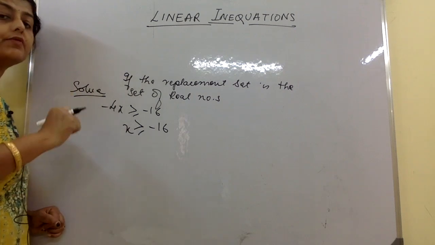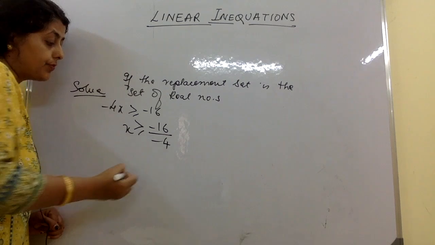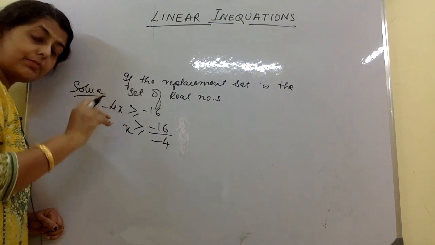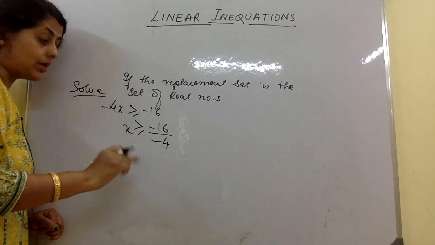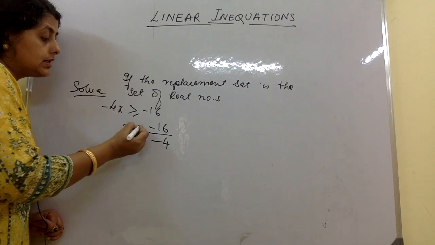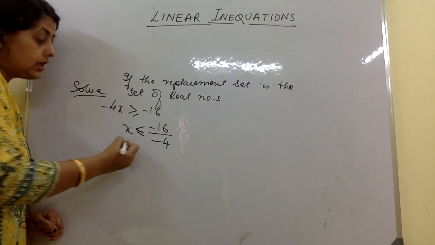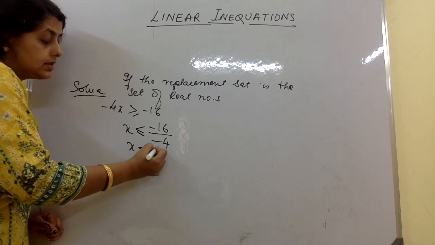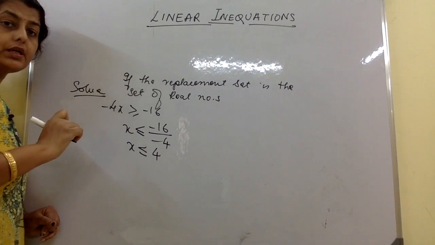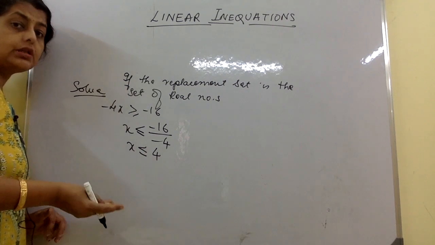Now since we have divided with a negative number, whenever we divide with a negative number, even minus 1, we'll have to change this sign. It just becomes opposite. So x is less than or equal to 4. Now we need to write the solution set.